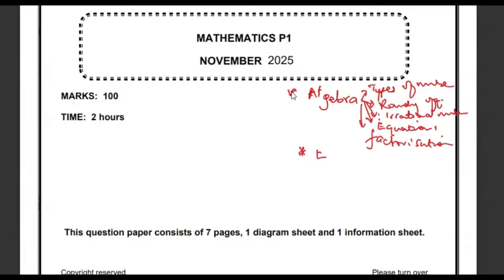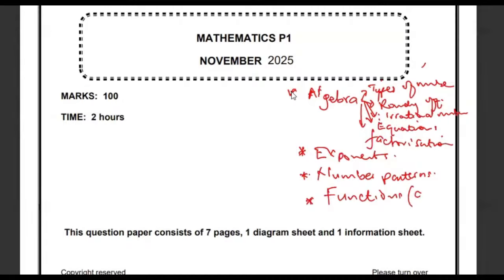And then next, we have what we call the exponents and indices. There's also inequalities under algebra, but it's fine. So exponents and indices, besides the exponents, we have what we call the number patterns. And then from the number patterns, we have what we call the functions. Functions are basically the graphs.